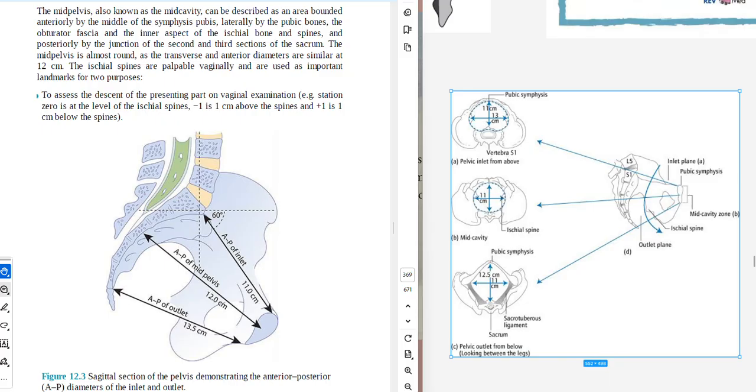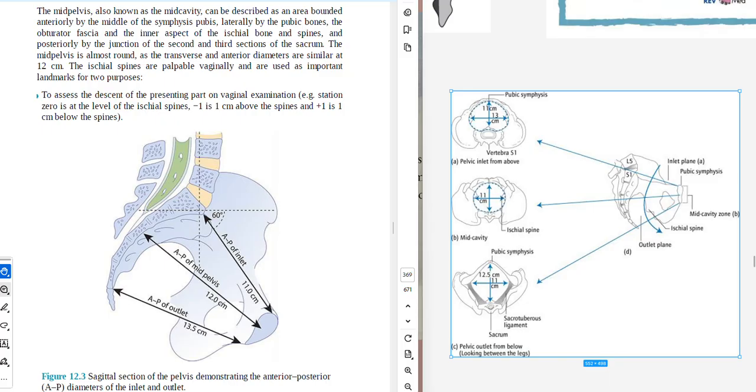So station zero is basically engagement. When the widest diameter of the fetal head, the biparietal diameter, has passed through the pelvic inlet and reaches the level of the ischial spines, the head is considered engaged. So define engaged: engagement is when station zero has happened. Station zero is when the widest diameter of the fetal head, the biparietal diameter, has passed through the pelvic inlet and reaches the level of the ischial spines.